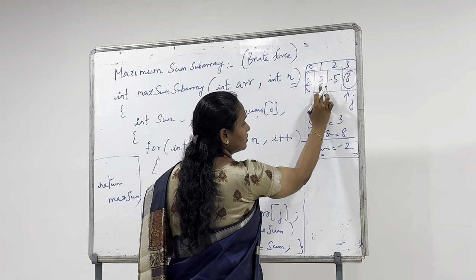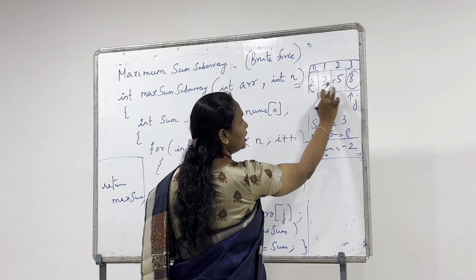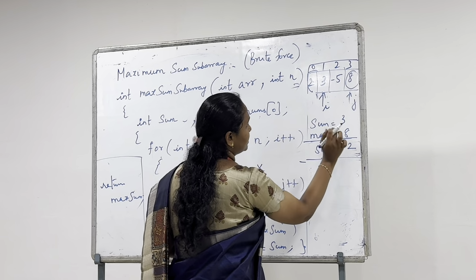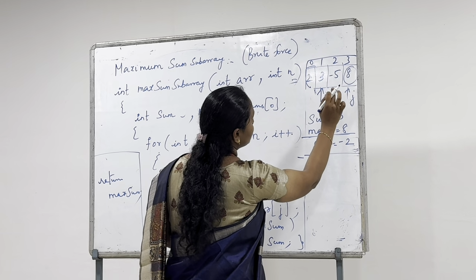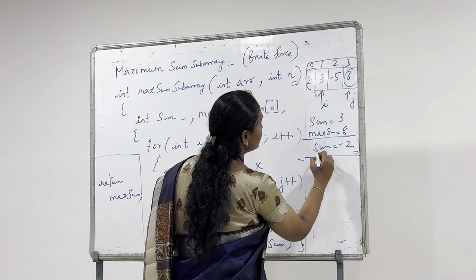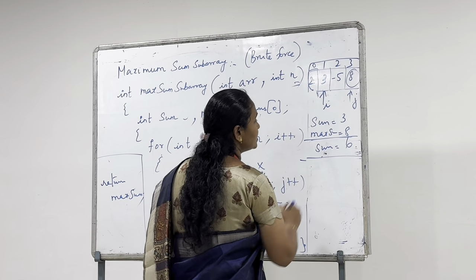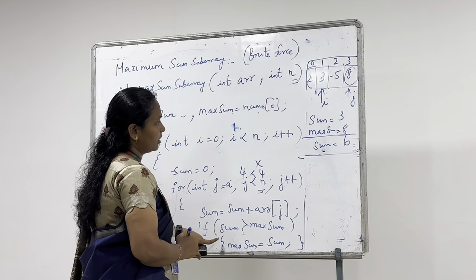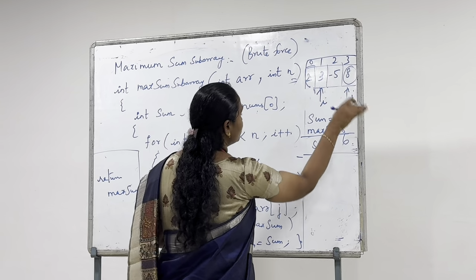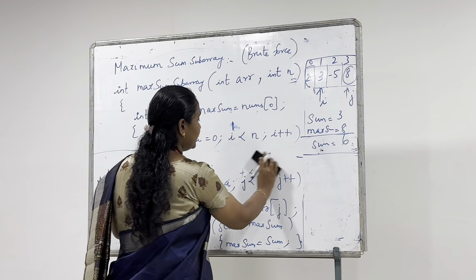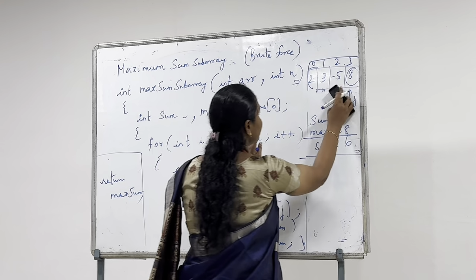Now compute, add the sum from 3 to 8. 3 minus 5 plus 8, which is 6. So the sum will be 6, and the maximum sum remains the same, that is 8. Okay, and so this inner loop gets completed. So next i gets incremented.